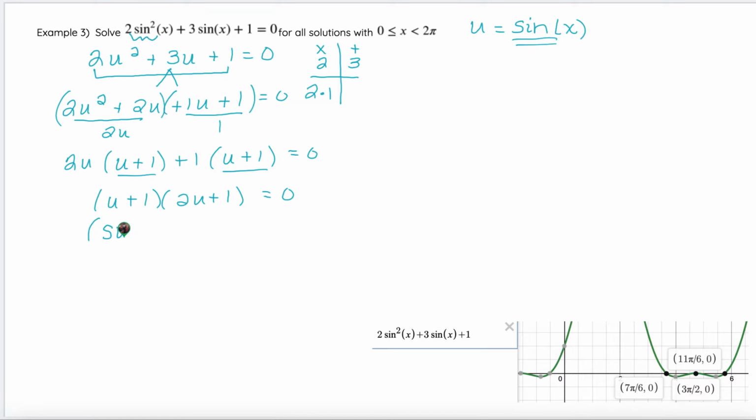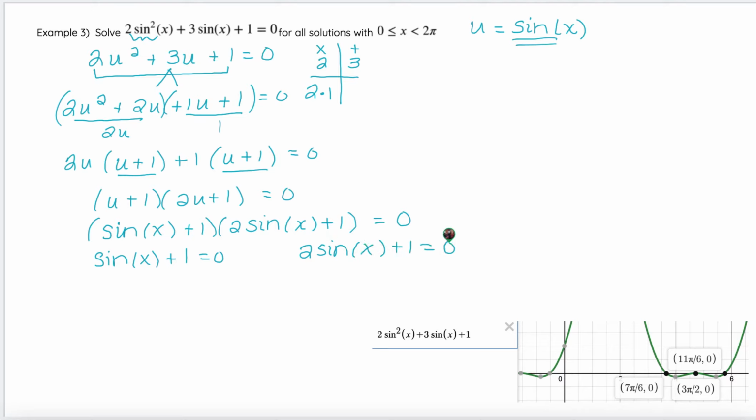Sine of x plus 1 and 2 sine of x plus 1 equals 0. Setting both of them equal to 0, I'll have sine of x plus 1 is 0 and 2 sine of x plus 1 is 0. So I need to find where is sine on my unit circle equal to -1. There is one place on our unit circle where sine is equal to -1. That is when x is 3 pi over 2.